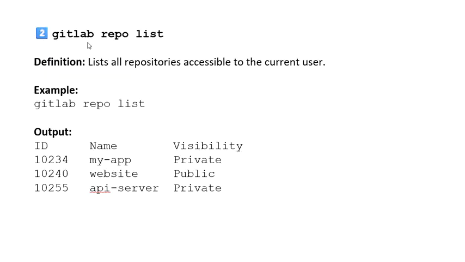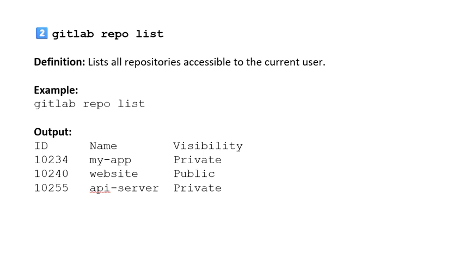The second is gitlab repo list. The definition is: list all the repositories accessible to the current user. The example is gitlab repo list, and the output has three columns: id, name, and visibility. The ID, the name of the project, and the visibility, which is private or public.